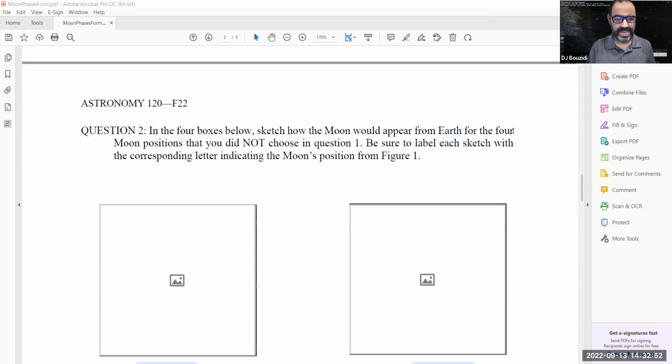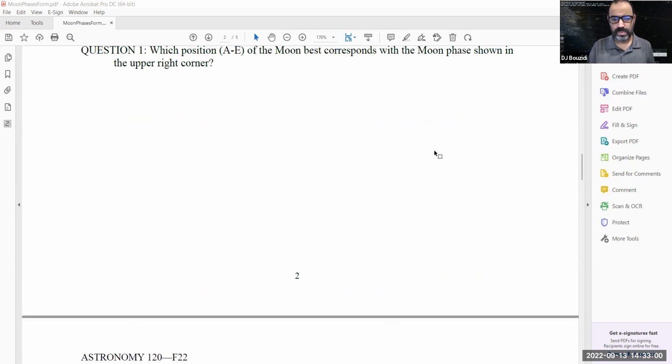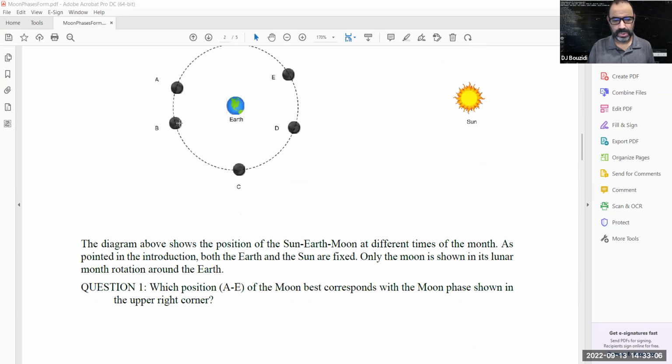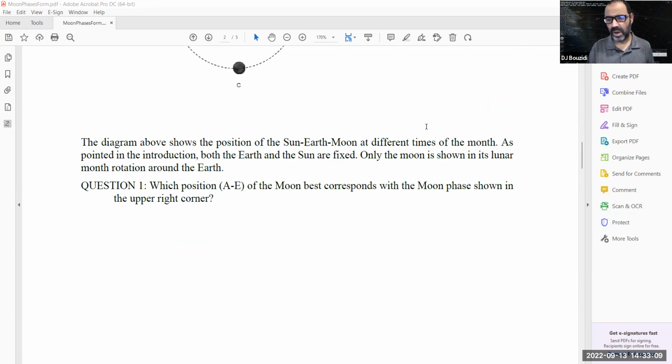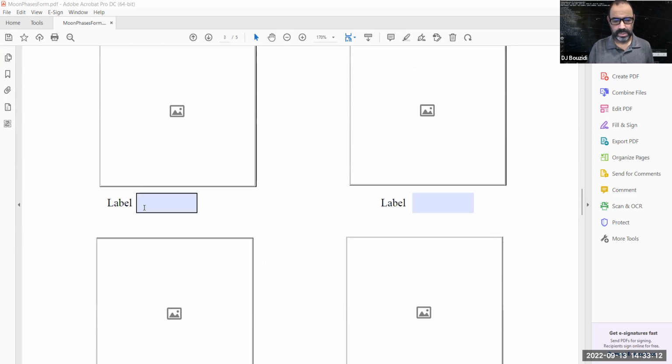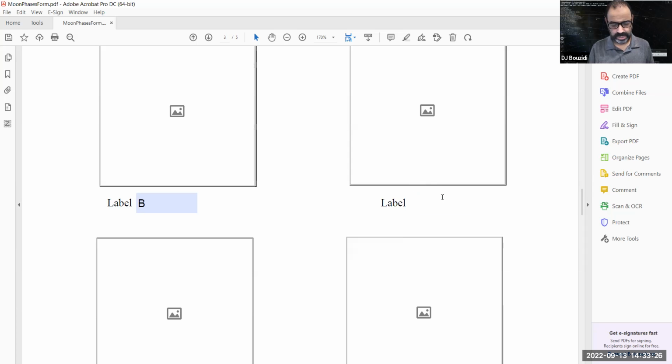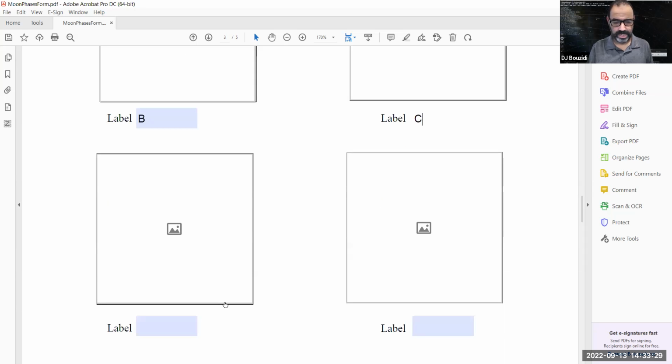But here is the next question. In the 4 boxes below, sketch the shape of the moon and how it would appear in the 4 phases, and so on and so forth. So basically, if you choose position A in the first question, then you're supposed to draw pictures for B, C, D, and E, and how the moon would look like, and label them. So if I chose A in the first question, this is for B, and then I'll have to draw a picture and upload it in here. Same thing in here. When I double click on it, it gives me the option to browse to the picture and find it, and then upload it, okay? And then I do C here, and then I do D in here, and E in here, okay?